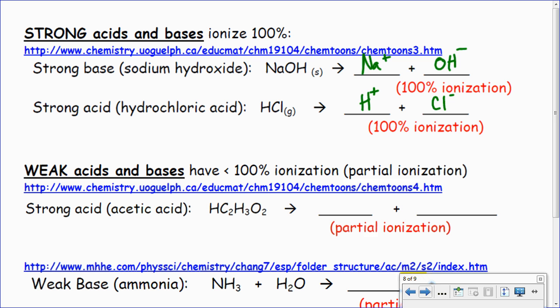So actually I have to draw a third line here. So some of this stays as HC2H3O2, acetic acid, and others actually break apart into H positive and then C2H3O2 negative. Got a couple animations to show you for this one.